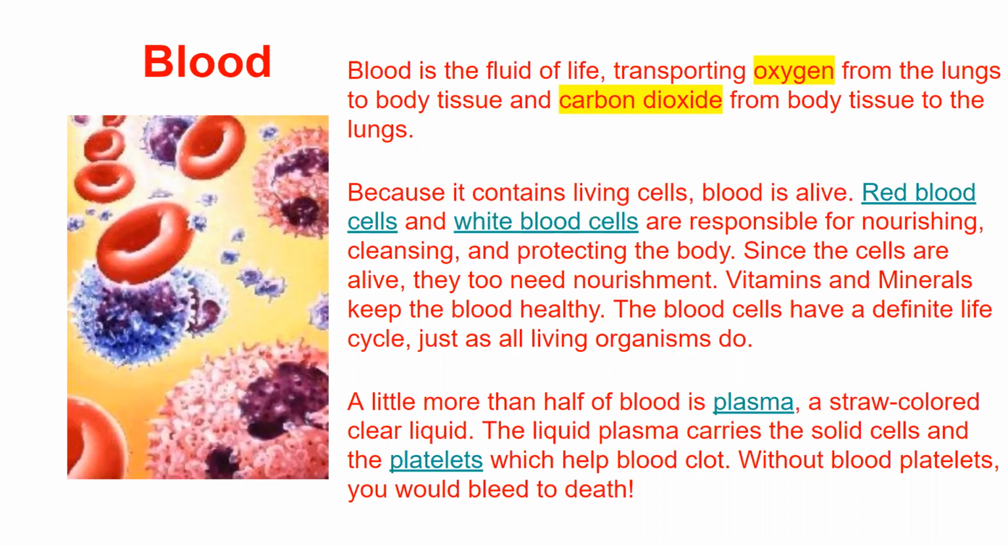You have red blood cells and white blood cells, and they need nourishment too, so taking vitamins and minerals helps keep your blood healthy. A little bit more than half of your blood is plasma, which is that liquid that we talked about. It carries solid cells and platelets, which help your blood clot. Without your platelets, you would bleed to death. So without those platelets stopping you bleeding, you would bleed to death.